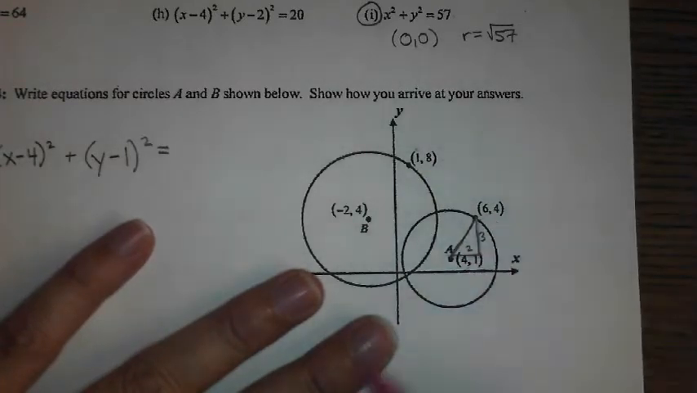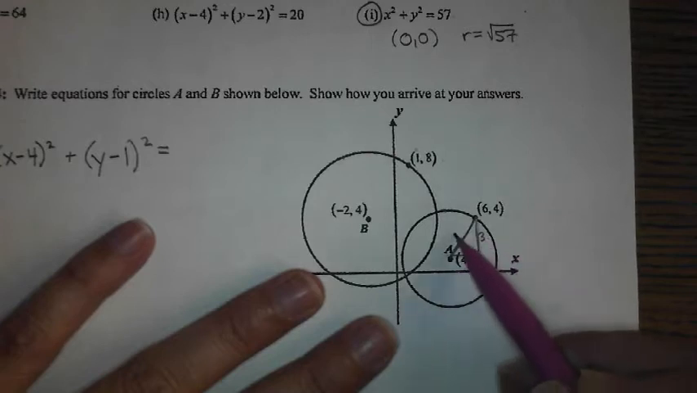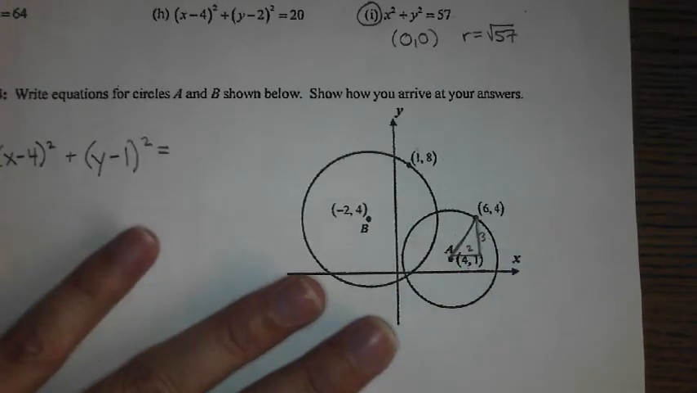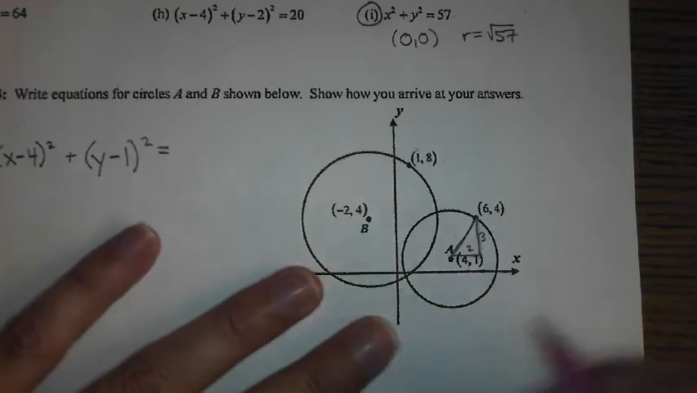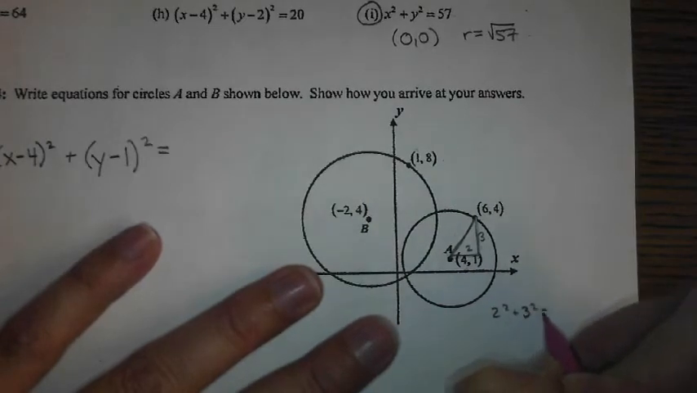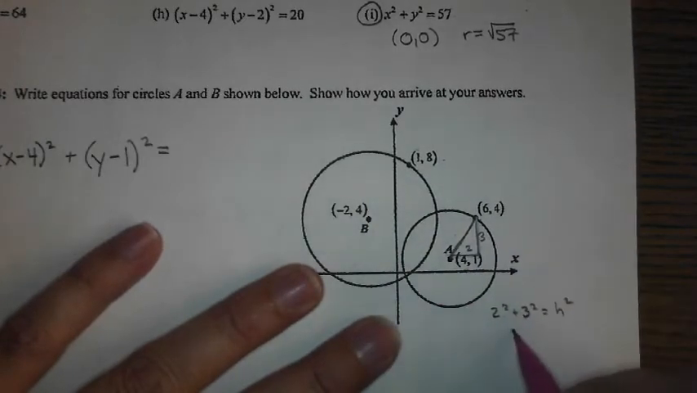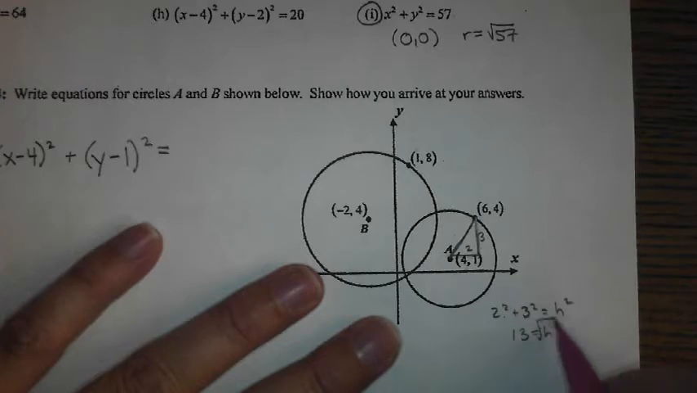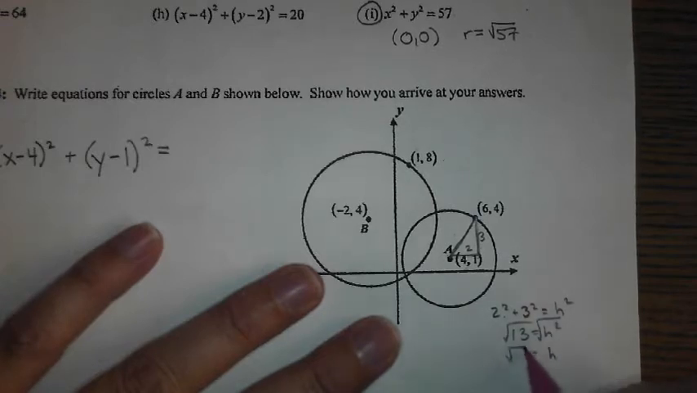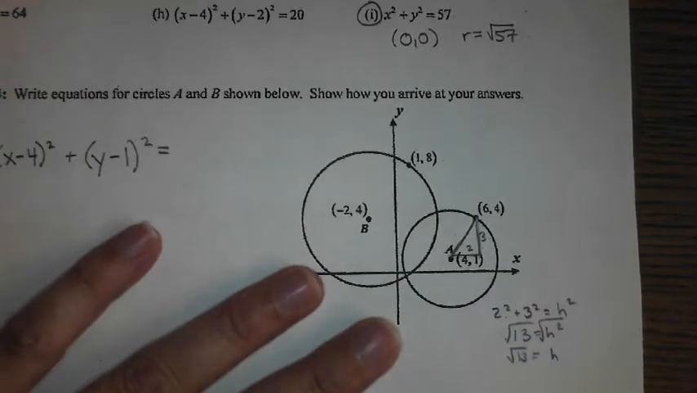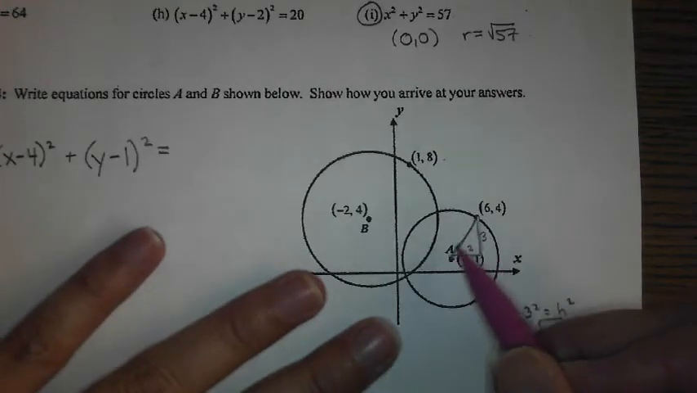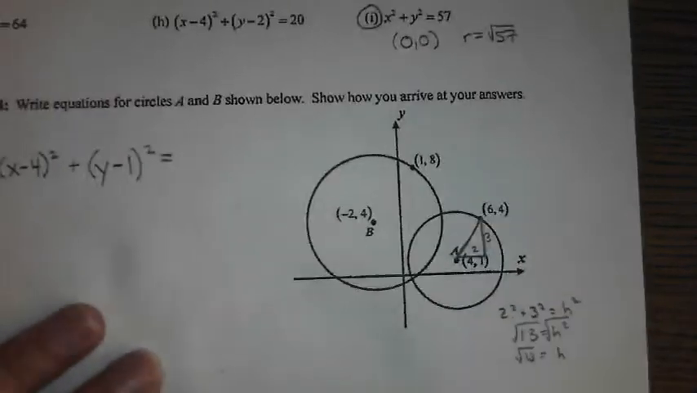So now could you all find the distance just by doing a squared plus b squared equals c squared? Isn't that genius? 2 squared plus 3 squared equals hypotenuse squared. That's 4 plus 9 is 13 equals h squared. Square root of both sides. H equals root 13. So that's the distance. That's the radius, root 13. So what do I put here?